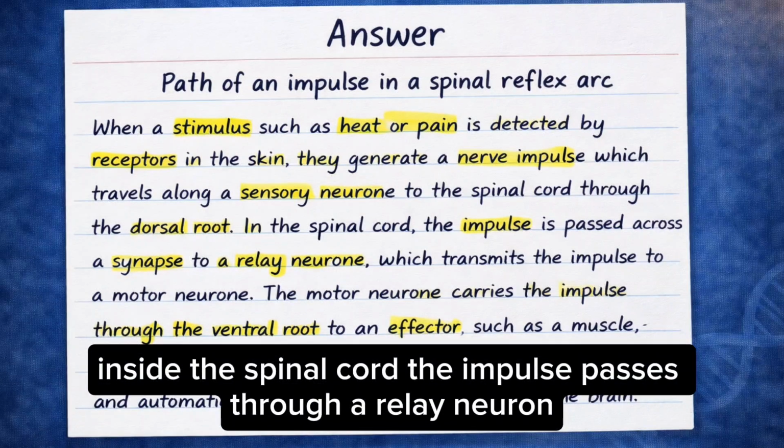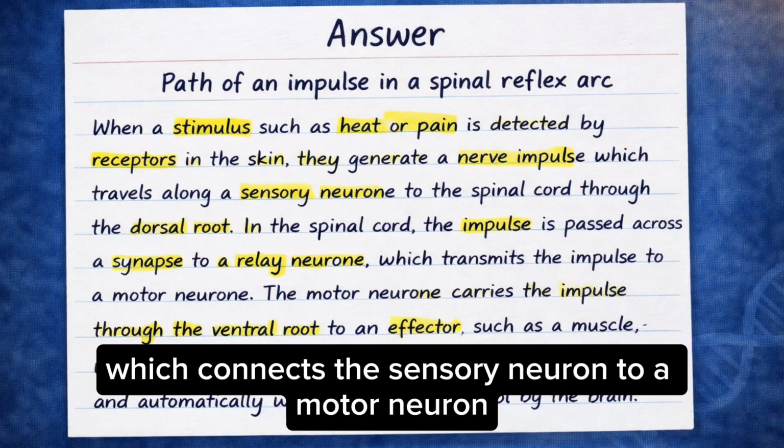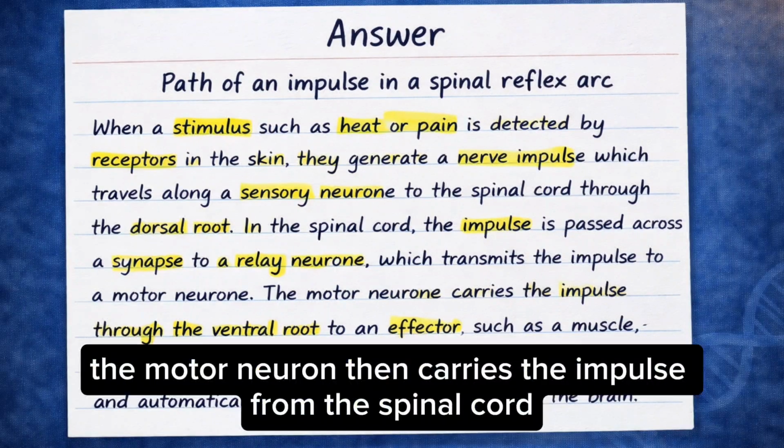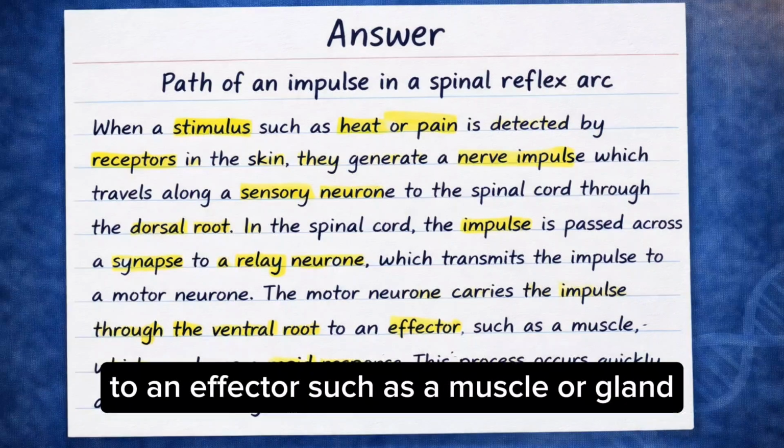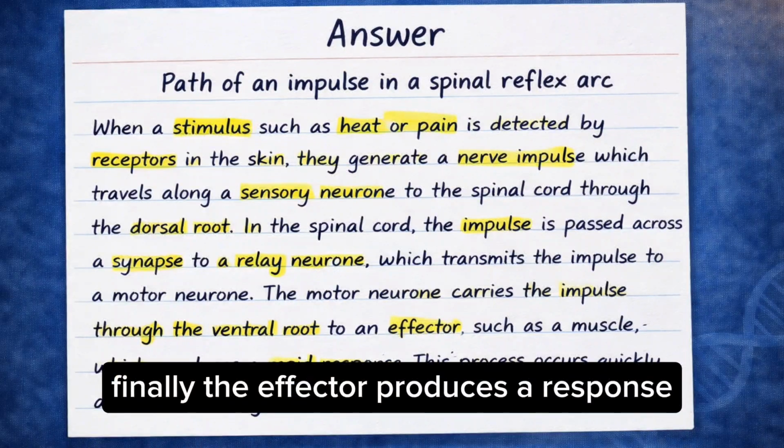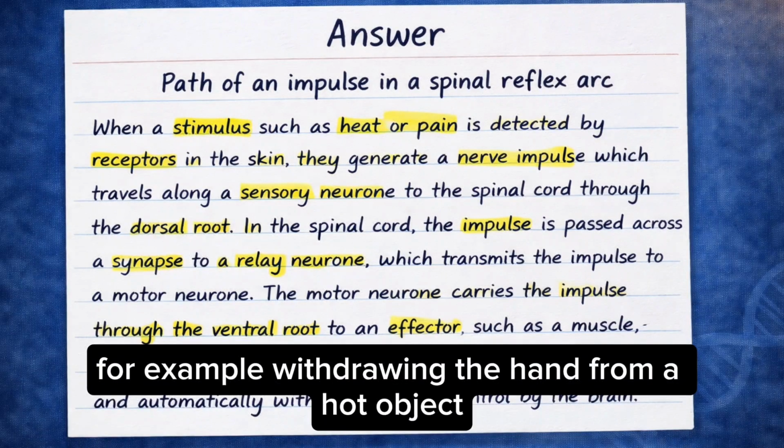Inside the spinal cord, the impulse passes through a relay neuron which connects the sensory neuron to a motor neuron. The motor neuron then carries the impulse from the spinal cord to an effector, such as a muscle or gland. Finally, the effector produces a response, for example, withdrawing the hand from a hot object.